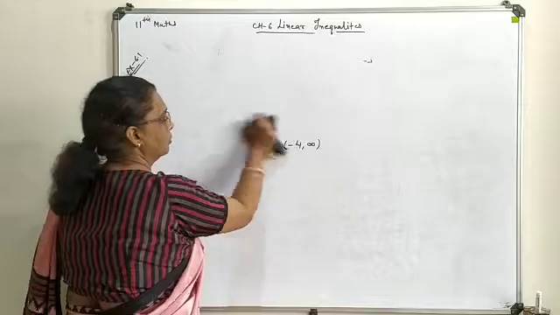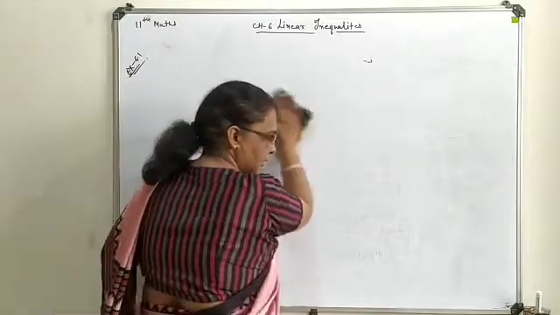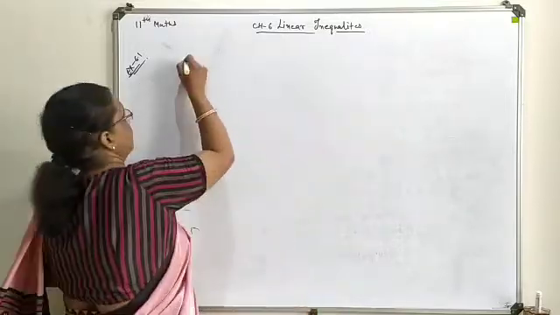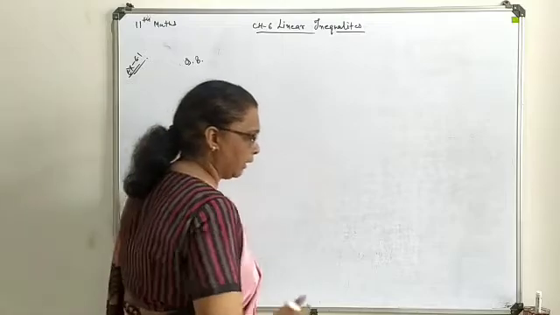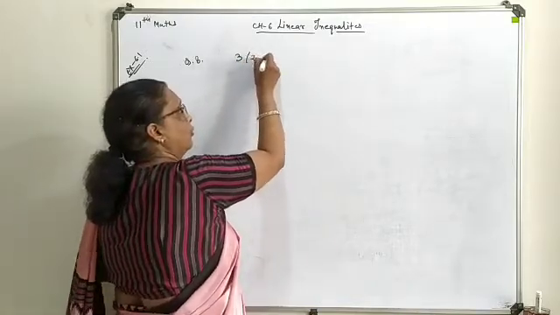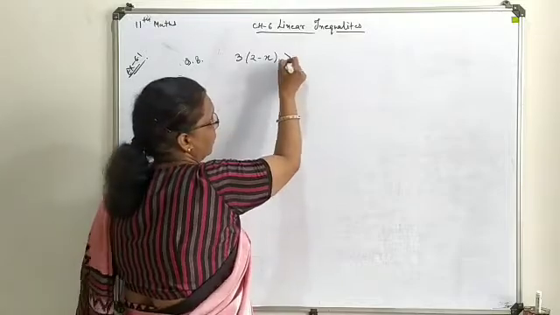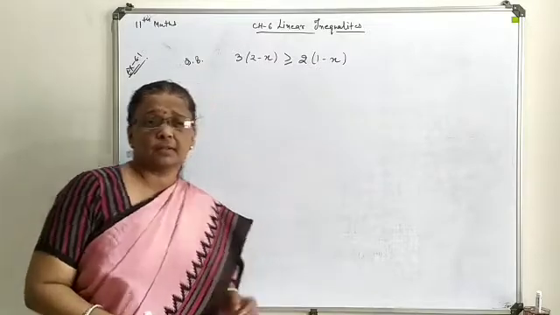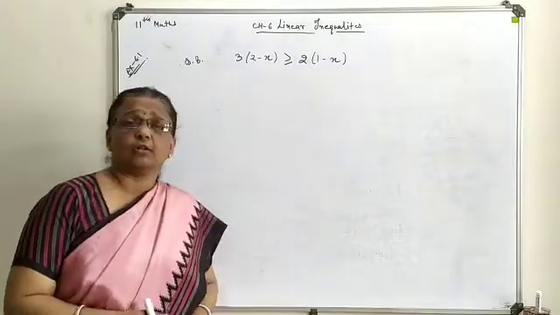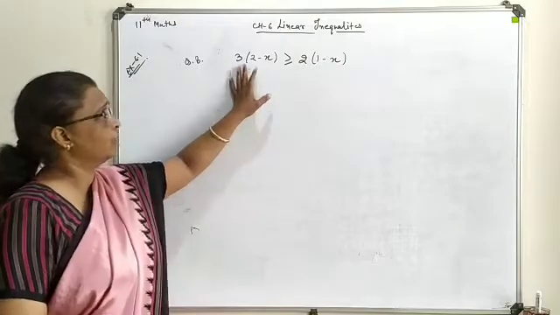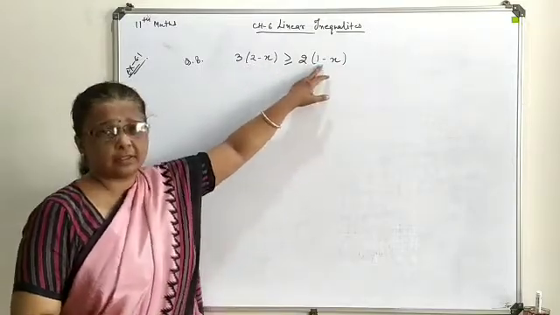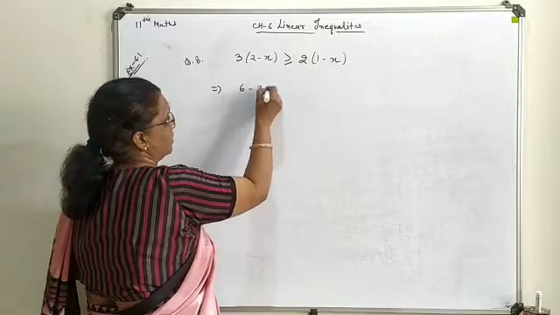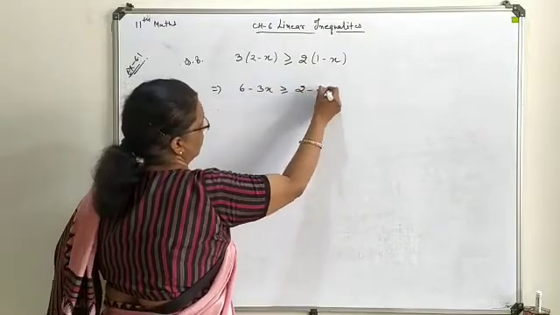Now next we are going to move towards question number 8. In the 8th one, the inequality is given as 3(2 minus x) greater than or equal to 2(1 minus x). First of all, you can see on both sides outside the bracket constants are written. So first of all, multiply the constant into the bracketed form. So here this is 6 minus 3x greater than or equal to 2 minus 2x.